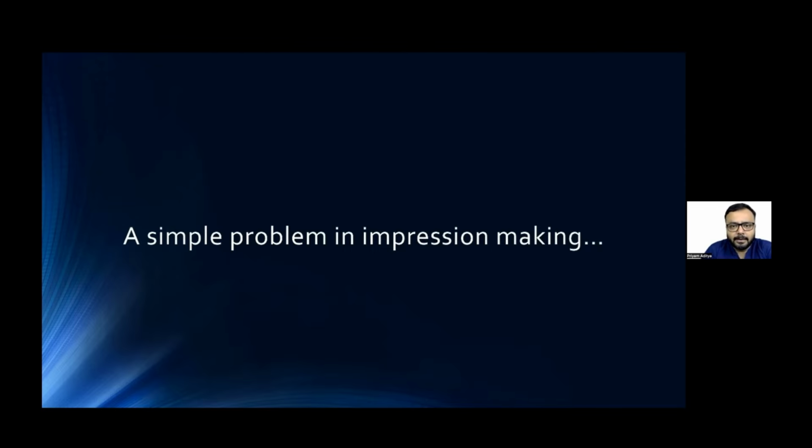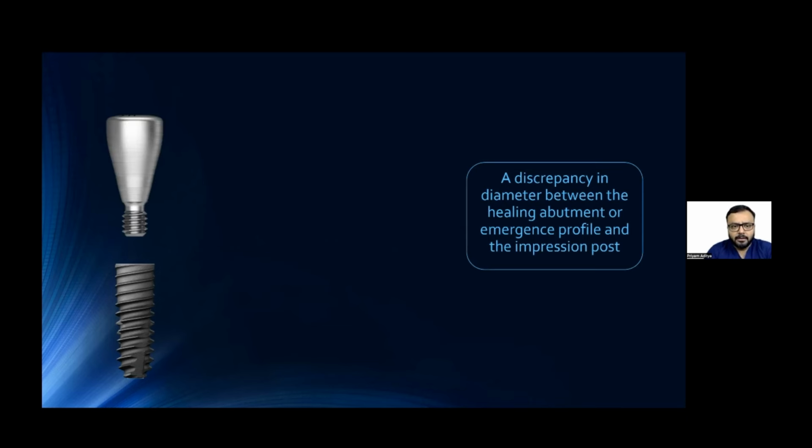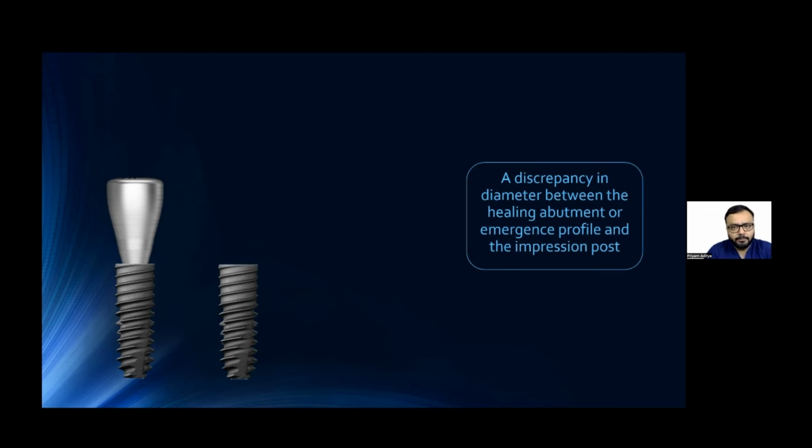A simple problem in impression making is that you have a discrepancy between the healing abutment diameter and the diameter of the impression post, whether you're doing a closed or an open impression post. So for example, you put a 3.5 millimeter implant and you have a small healing abutment. You place it, you get the profile of a small healing abutment. You place a 4 millimeter implant in a premolar. Now, the implant is just 0.5 millimeter bigger, but you might want to put a 5 millimeter healing abutment because you want a better profile over there, because probably the premolar was broad. And same thing will happen if you're doing a 4.5 millimeter implant.